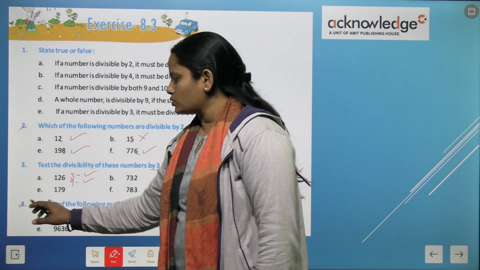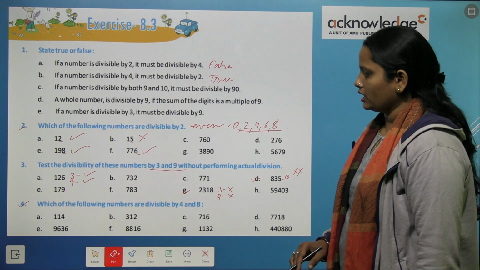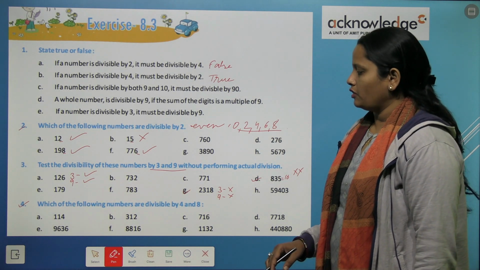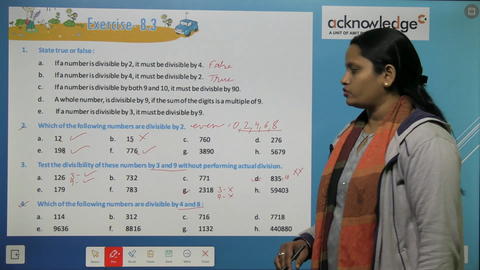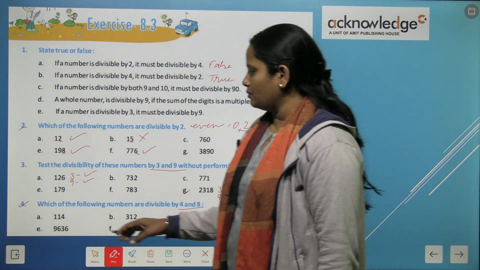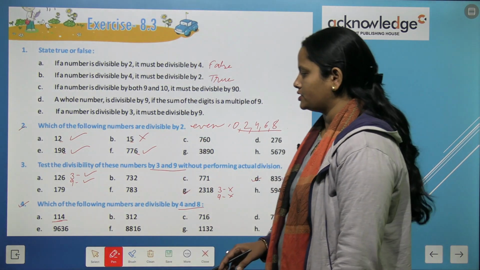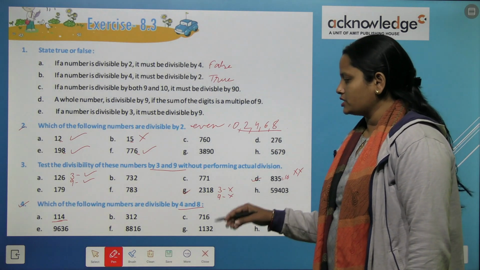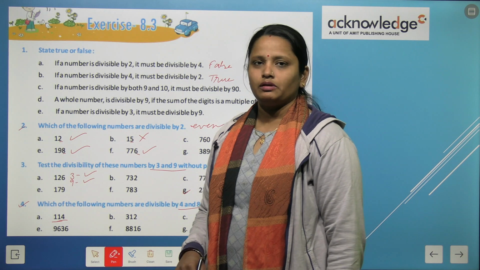Now let's do this question number 4. Question number 4 में देखेंगे which of the following numbers are divisible by 4 and 8. कौन से नंबर हैं जो 4 से और 8 से divisible हैं. So 4 की divisibility के लिए हम लास्ट के 2 digits देखते हैं और 8 की divisibility के लिए लास्ट के 3 digits देखते हैं. तो लास्ट के 2 digits देखते हैं हम 4 के लिए. तो क्या 14 आता है 4 की टेबल में? नो.